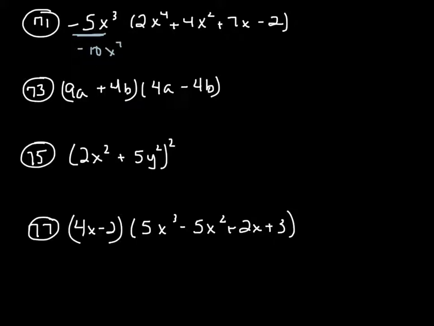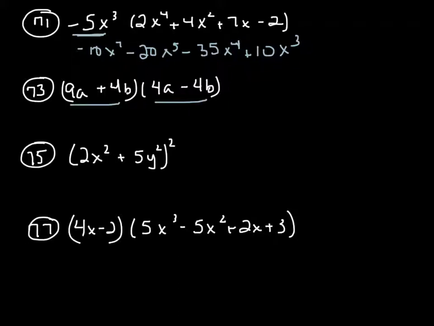Then move over to the next terms. Negative 20x to the 5th. Remember, when you multiply, you add exponents. Minus 35x to the 4th. And then minus, well, actually plus, because it's negative 2 times negative 5. So plus 10x cubed. In the next problem, we have a binomial times a binomial.